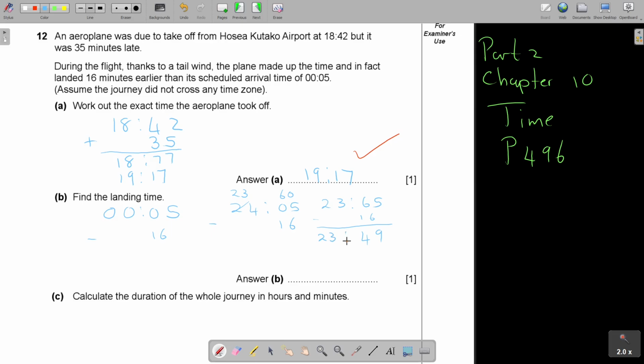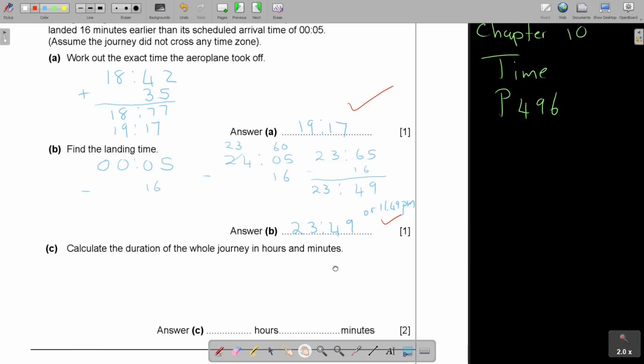Okay, it's not duration, it's time on a clock. So it's 23:49, or you can say 11:49, but then you must put the PM. Then it's on the 12-hour clock. Okay, again, just 1 mark. This is also coming from primary school. And then now we come to duration.